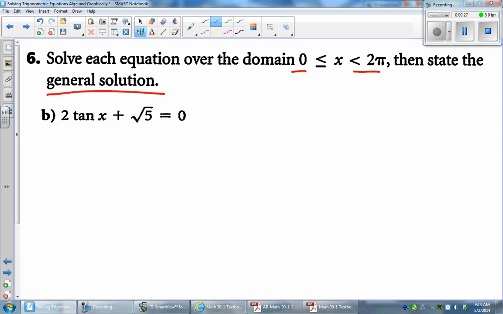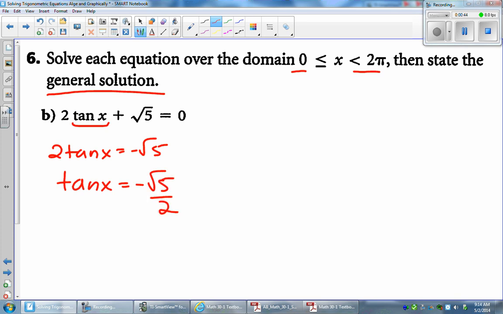By general solution, I mean state all the solutions possible. So looking at our equation here, we have 2 tan x plus root 5 is equal to 0. First thing I would do is actually isolate tan x. So I get 2 tan x is equal to negative root 5. And of course, tan x will therefore be equal to the ratio negative root 5 over 2. So let's go ahead and draw xy axes to find out where these solutions could be.